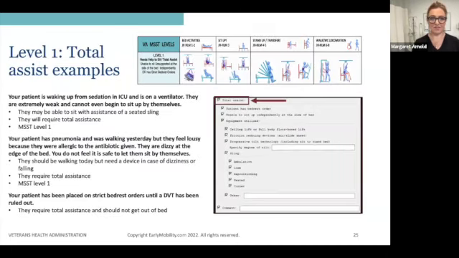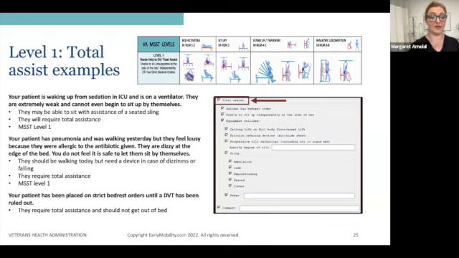Examples: Your patient is waking up from sedation in the ICU and is on a ventilator. They're extremely weak and cannot even begin to sit up by themselves. They may be able to sit with assistance of a seated sling, but this is a maximal assistance activity. This is MSST level 1. Total assistance, needs help to sit. Let's think of another patient.